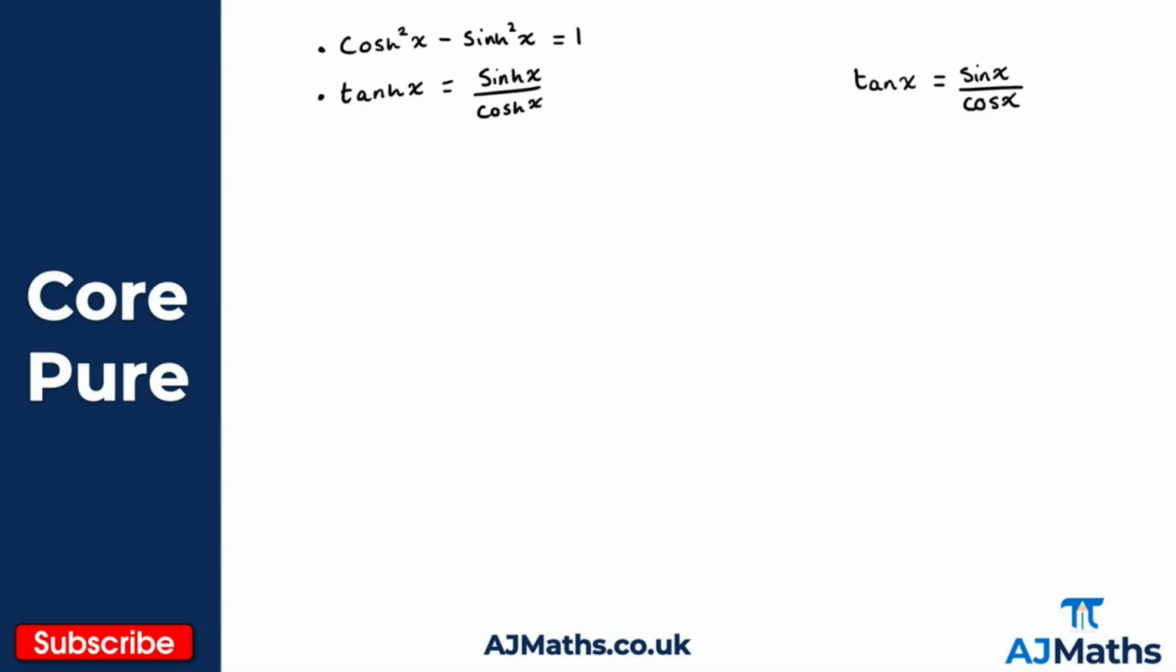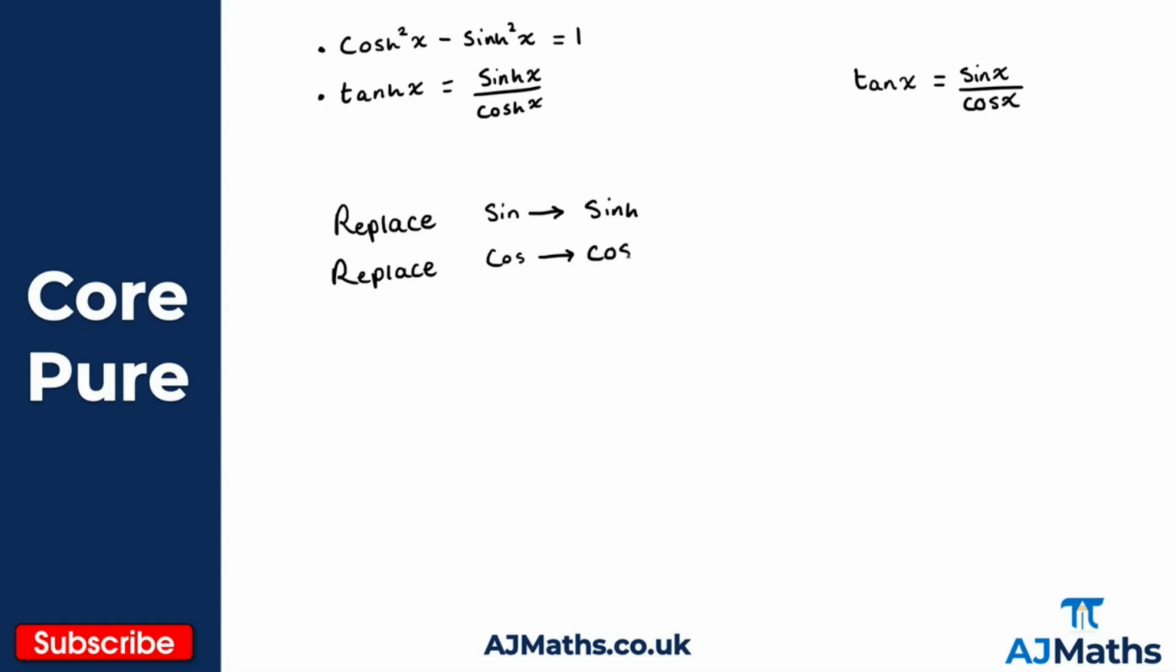So what does Osborn's rule state then? Well, it says that we replace sin with sinh. Let's just do that here. And we replace cos, or cosine, with cosh.